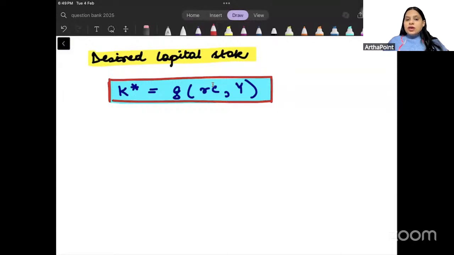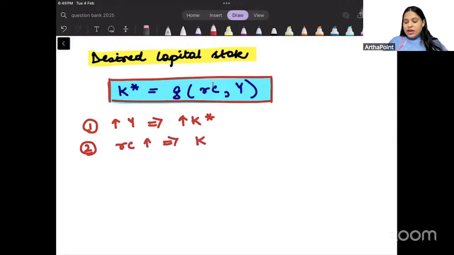ठीक है? First of all, it is very clear कि अगर मेरे को ज्यादा output produce करना है, so to produce more output I would be requiring more capital. So of course it is very clear that one, if I want to increase the production of my output, I want to have more capital. ठीक है? Secondly, अगर cost of capital high होगा, if rental cost will be high, I will want to keep less capital, so the amount of capital will decline.